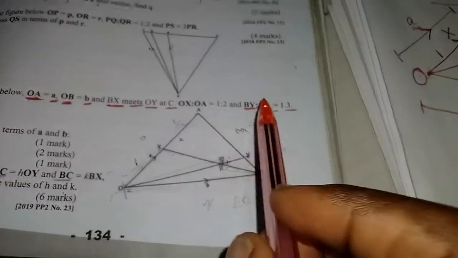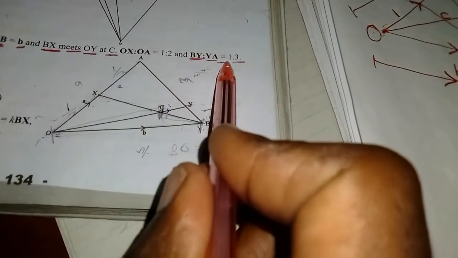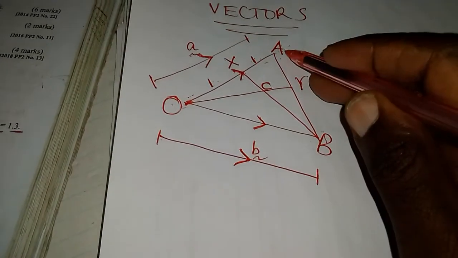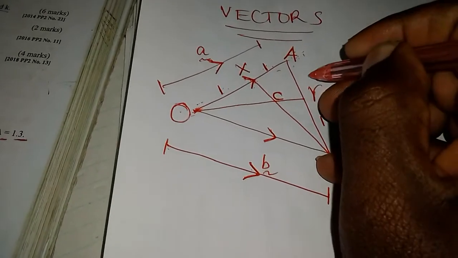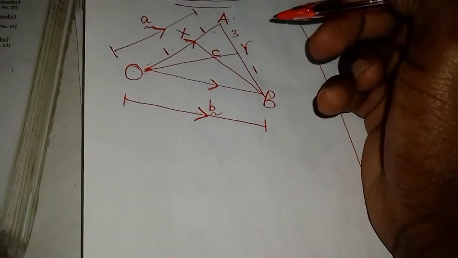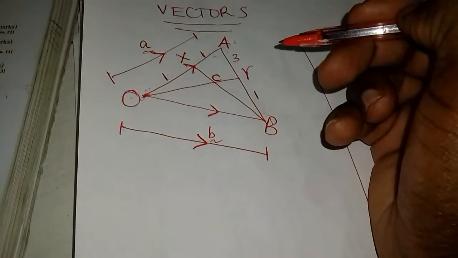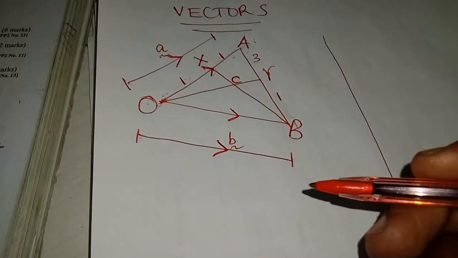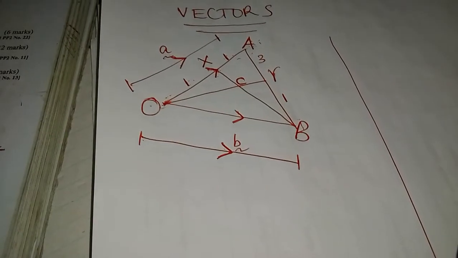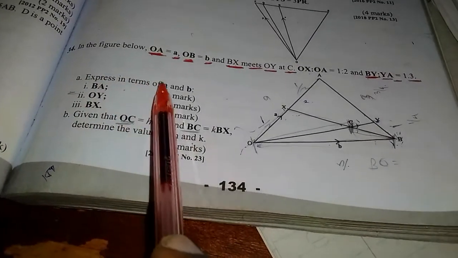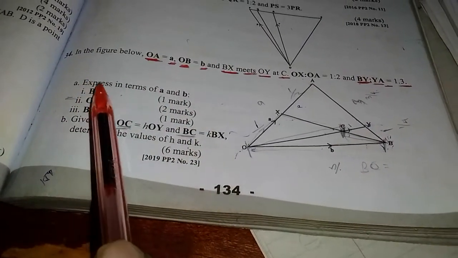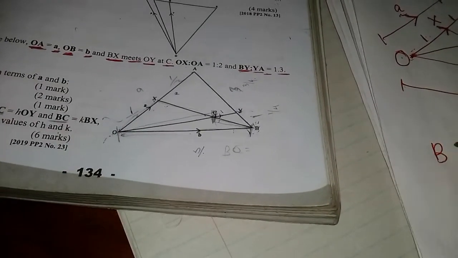If we come back here, we have BY to YA as 1 to 3. So BY to YA is direct, 1 to 3. So I'll write 1 and I'll write 3. That is the whole information I need as far as this question is concerned. Then it gives me a way forward on how I'm supposed to work it out. So I'll come back to the question. The first part of the question reads, that's part A, express in terms of A and B, Roman 1, BA. So I want to get BA.